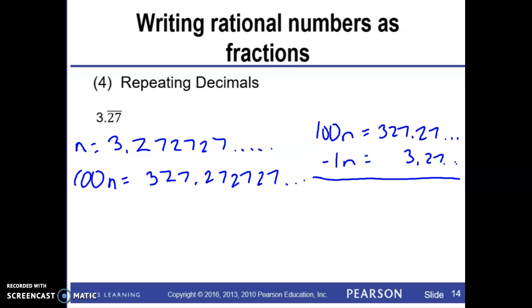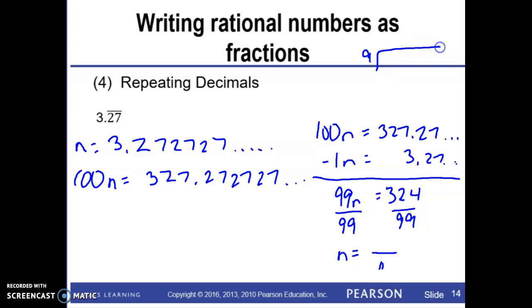So when I subtract, just like before, I have infinite 27's on the top and the bottom. So they're going to subtract away. And I'm going to have 324 on the right. 100n minus 1n, 99n. Dividing both sides by 99 as before. Okay, so let's see. 324. 3 plus 2 is 5. 5 plus 4 is 9. So I know 9 will go into this. I know 9 will go into 99 11 times. So let's divide out that 324.